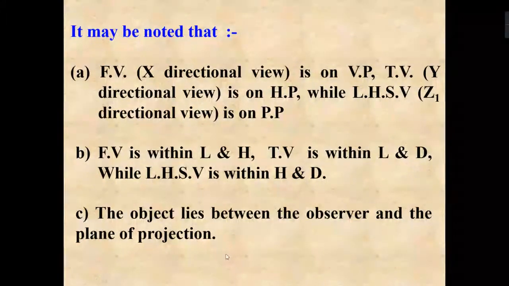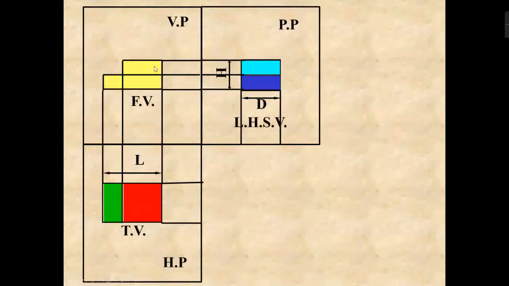So this is the way you have to draw the orthographic projection on the sheet. But you don't have to draw these rectangles. The only thing you have to draw is the reference line, the front view, top view and side view. You don't have to write the vertical plane, profile plane for front view, top view, side view. Only you have to draw the front view, top view and side view.